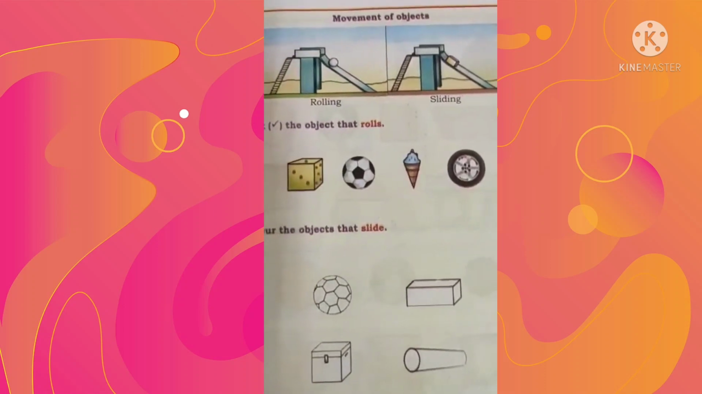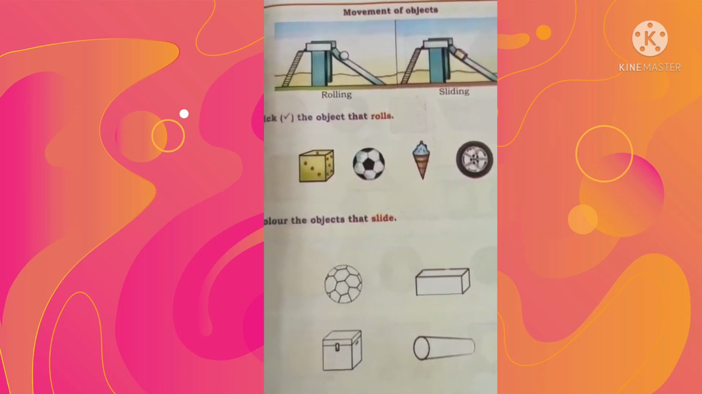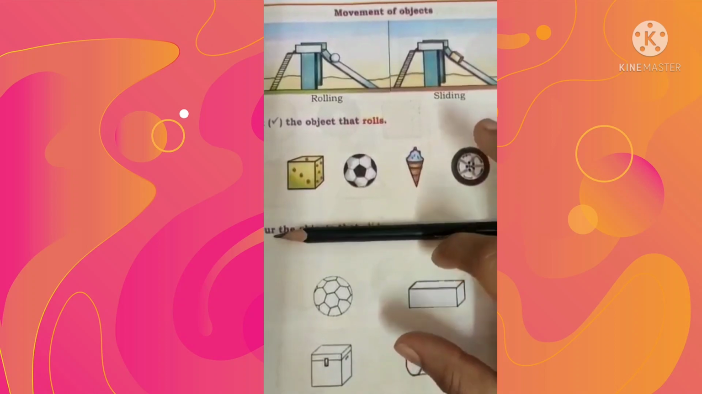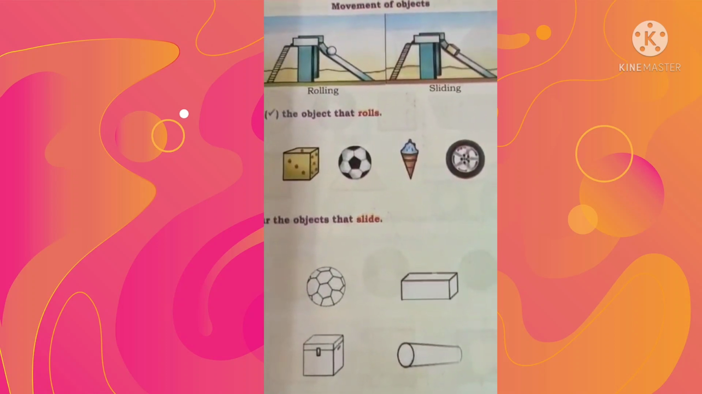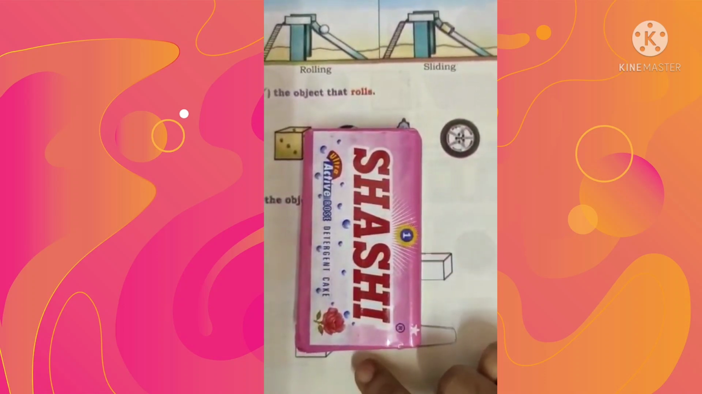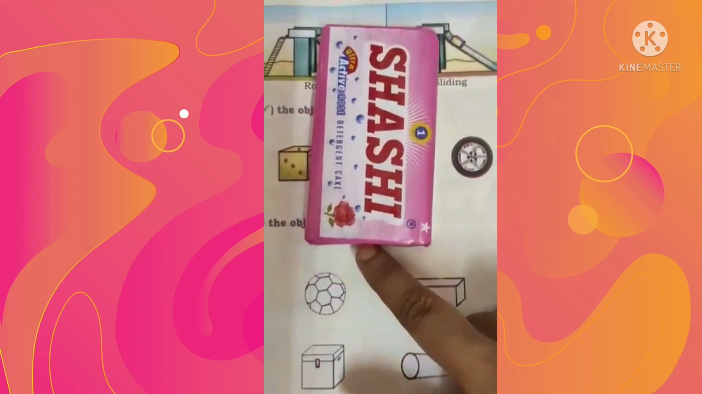Now rolling means objects that are in round shape or cylindrical shape. These objects roll from one place to another place. Which things are in square shape or rectangle shape? These are things we need to pull.